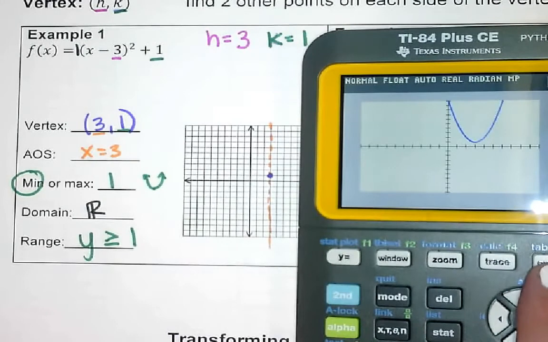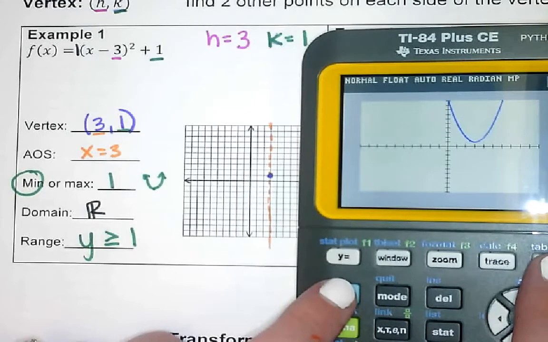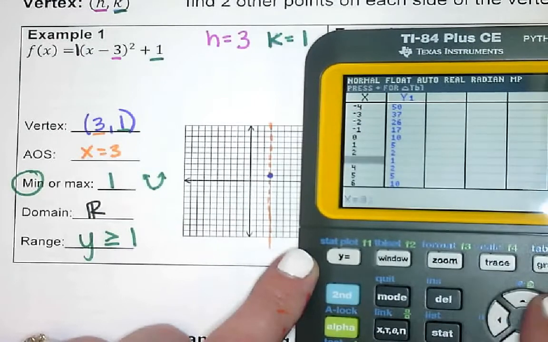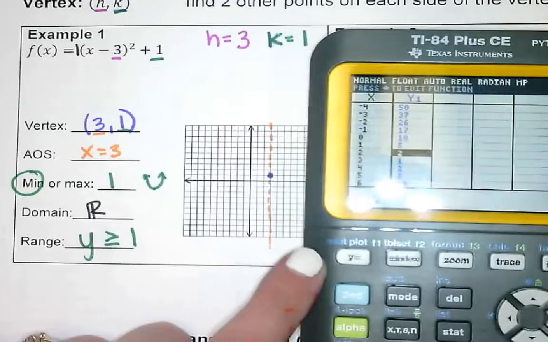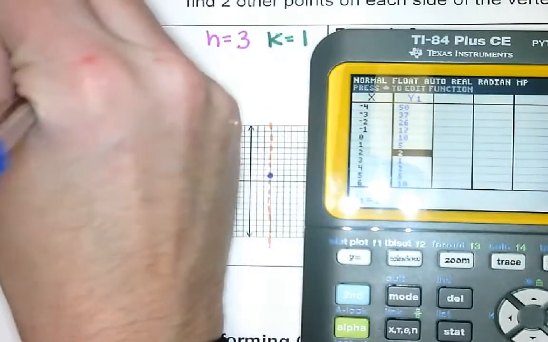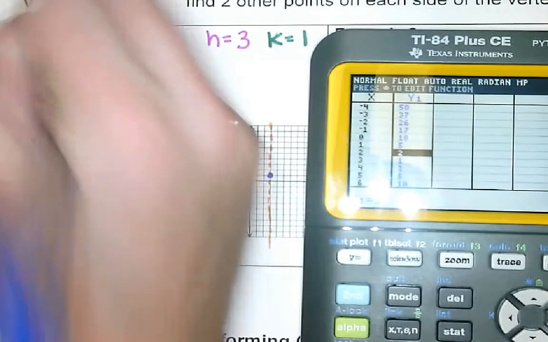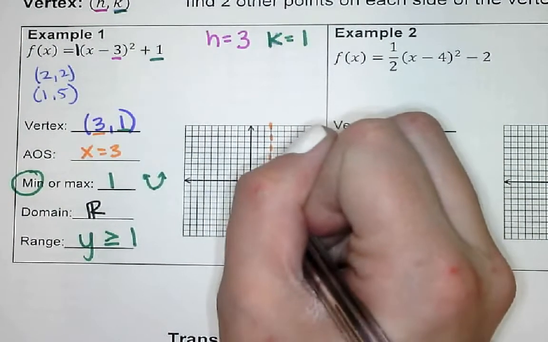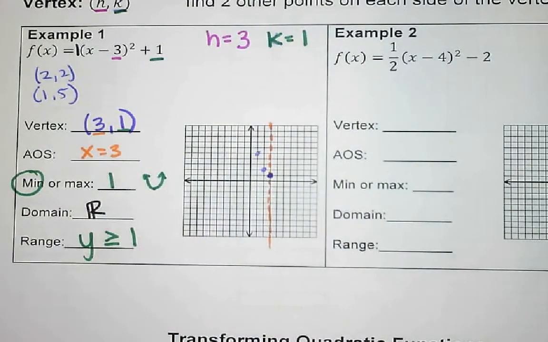So I know that's generally what it's going to look like. Now I'm going to go to my table, and I'm going to plot the points around my vertex, right? I'm going to plot 2, 2. I just found that one. And I'm going to plot 1, 5. So I'm going to do 2, 2, and 1, 5. And then I could also do 0, 10. I could do that one too. You really only need 5.